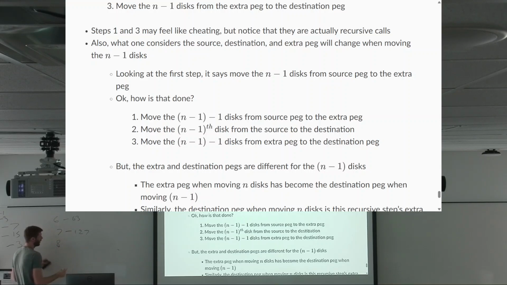So if you haven't noticed, the pattern is 2 to the power of n minus 1. Yeah? So what is 2 to the power 64 minus 1?